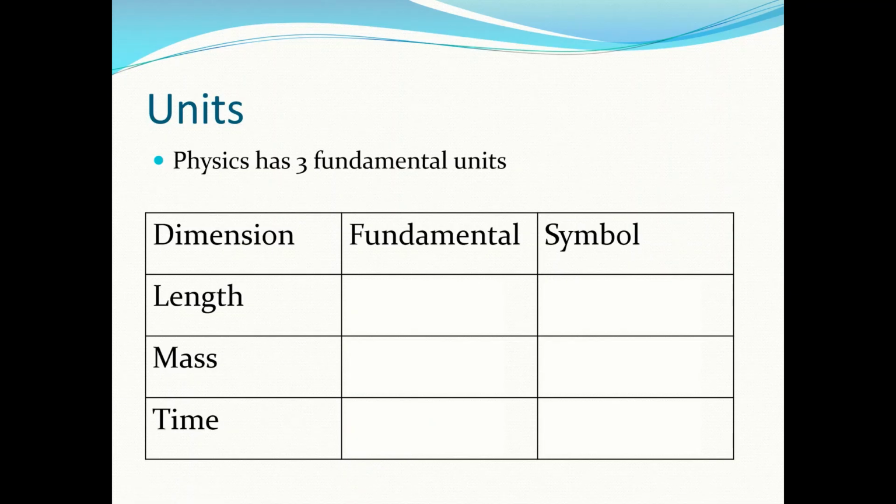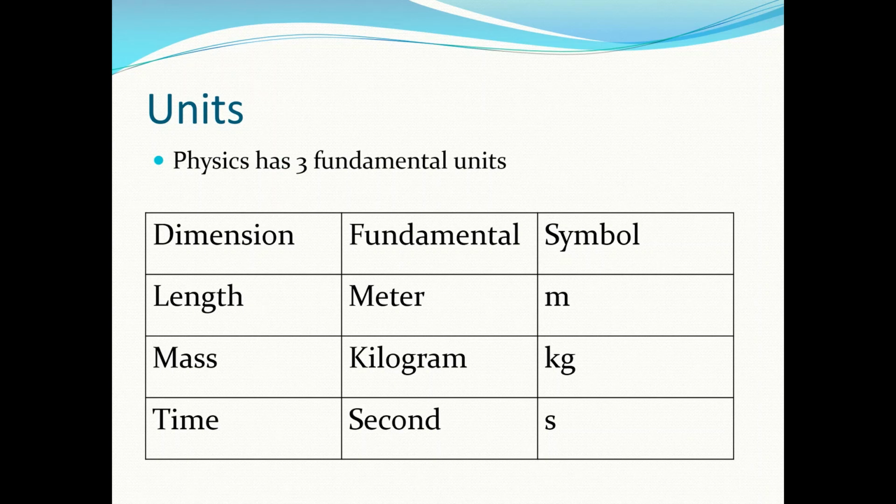So physics has three fundamental units: length, which is in the meter; mass, which is in kilograms; time, which is in seconds; and then the symbols are all small letters: m, kg, and s. So these are our three fundamental units, and these are the ones that we're going to try to use the most. There are a few exceptions to using these, but these are the ones that we're going to use the most in physics.